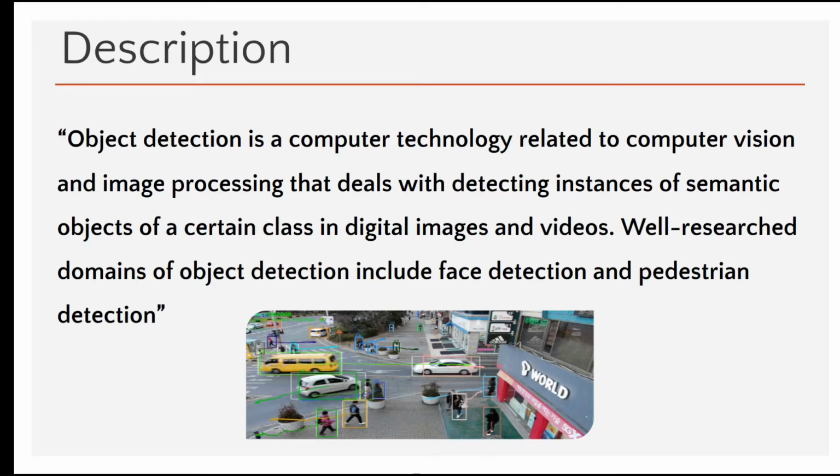Object detection is a computer technology related to computer vision and image processing that deals with detecting instances of semantic objects of certain classes in digital images and videos, while research domains of object detection include facial detection and pedestrian detection.